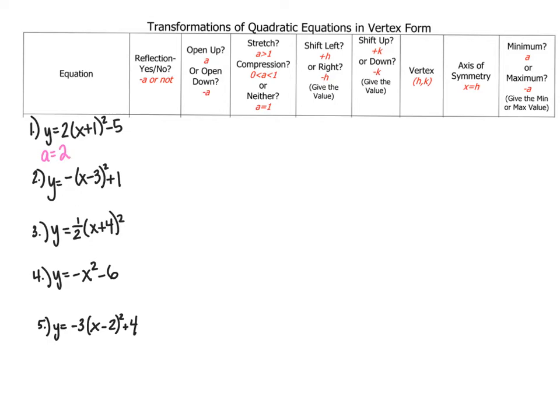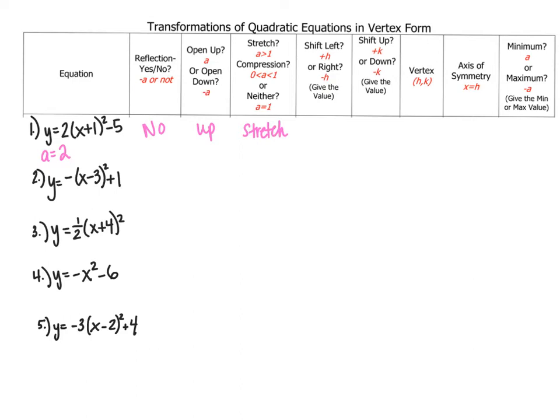So let's see how we can answer our questions now. Knowing that the A is 2, it's positive, so there will be no reflection. Since it's positive, it's going to open up. And since that number is greater than 1, it's going to stretch.